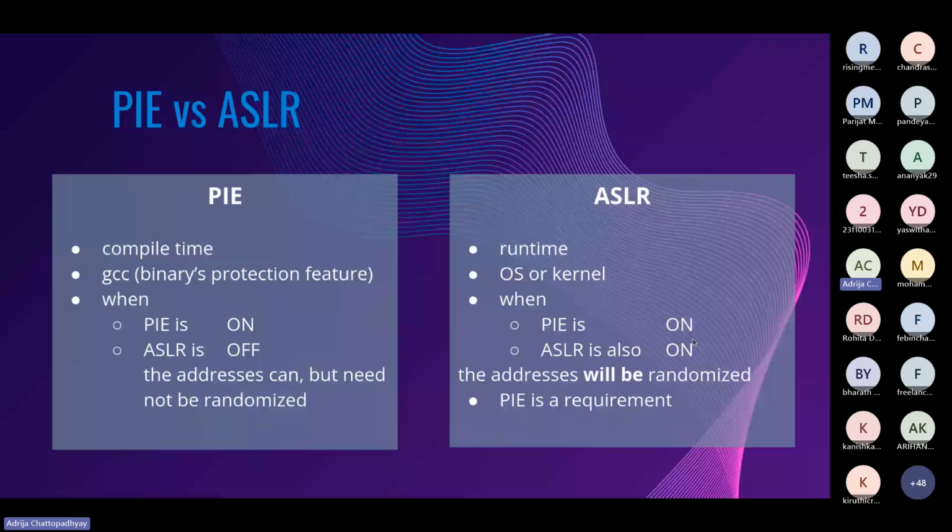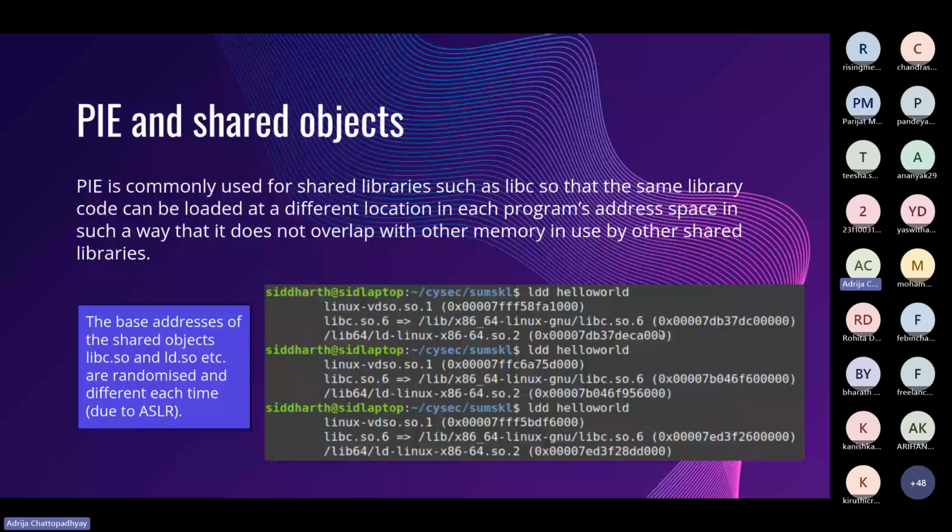Now, PI and shared objects. The main application of PI is when we make the shared libraries position independent so that they can be loaded in any place in memory. PI is commonly used for shared libraries such as libc so that the same library code can be loaded at a different location in each program's address space in such a way that it does not overlap with other memory in use by other shared libraries.